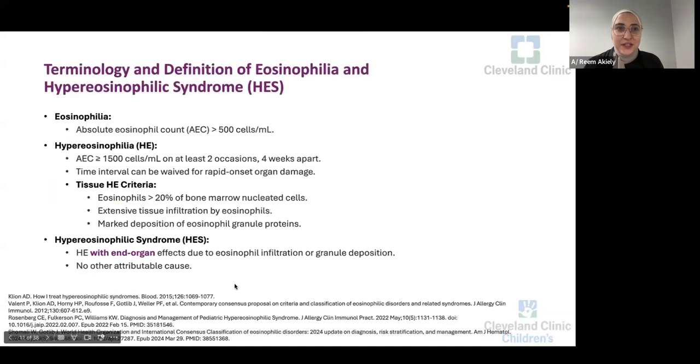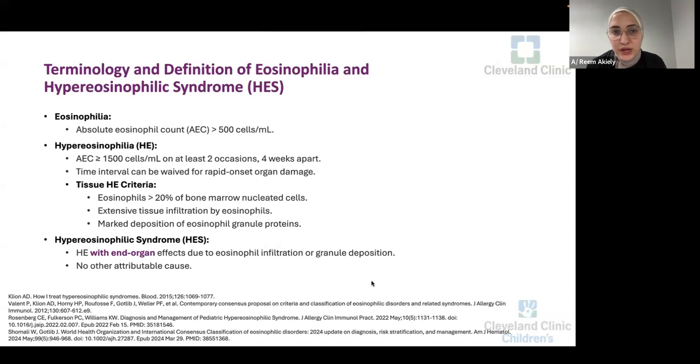Thank you, everyone. So we wanted to just discuss some terminology to differentiate between common terms being used in this topic. Eosinophilia itself is when the absolute eosinophil count exceeds 500. However, hypereosinophilia is when the absolute eosinophil count exceeds 1500. Traditionally, this term should involve measurements on at least 2 occasions, at least 4 weeks apart.